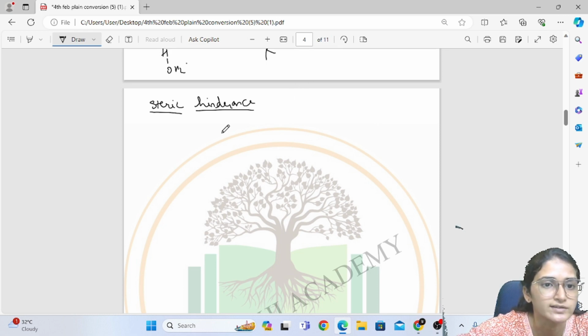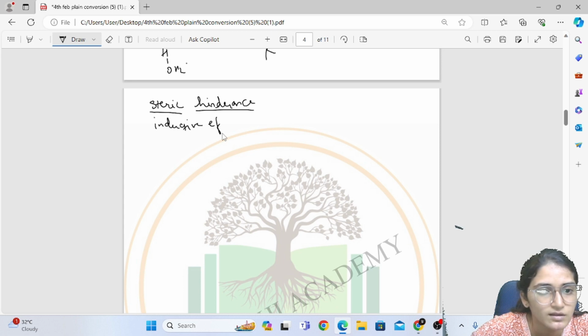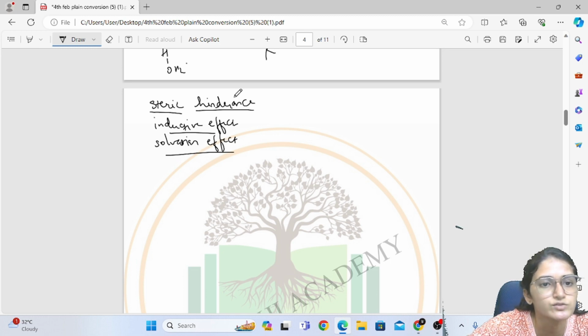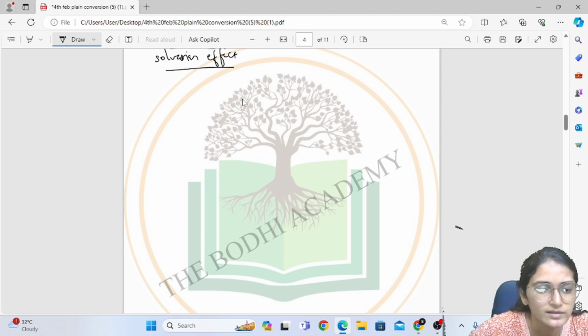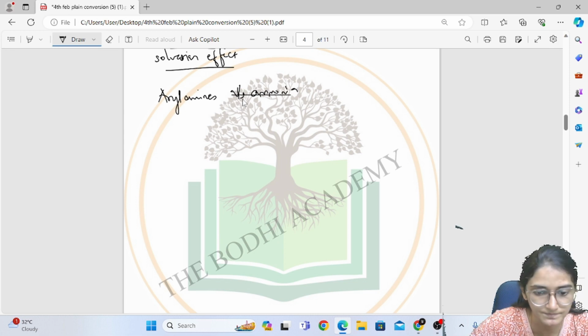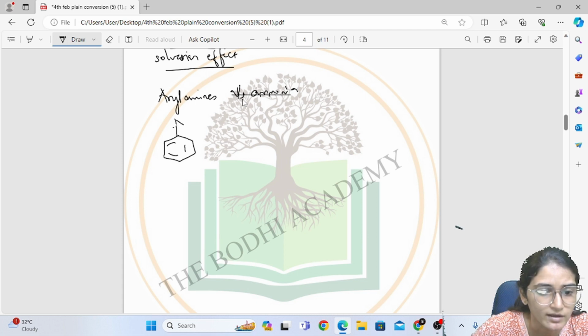So there are 3 factors which are responsible for the basicity of amines, which are steric hindrance, then inductive effect, and solvation effect or solvation factor. So considering these 3 effects, we can write the order of the respective amines. Then next is aryl amines versus ammonia. Aryl amines means when the amine is attached to the aromatic ring. So if you consider C6H5NH2, the name of this compound is aniline.